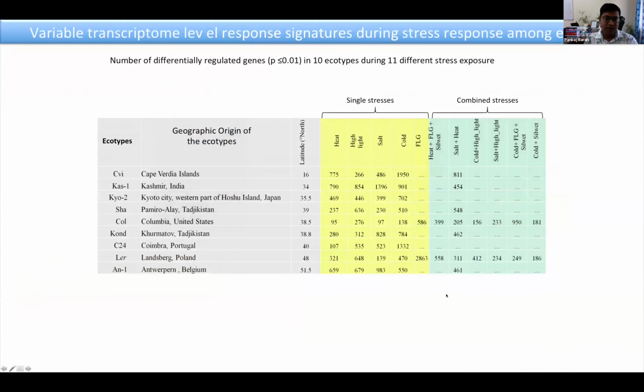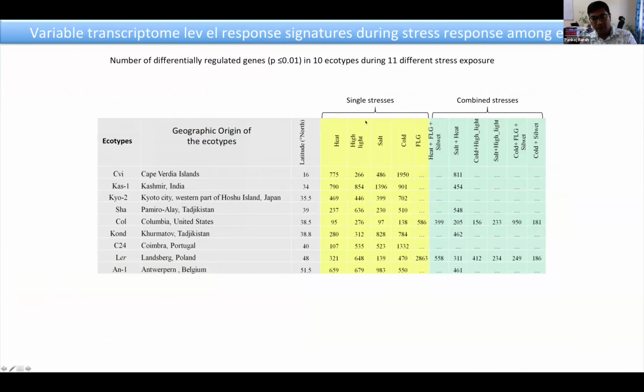Here I give you some examples. These are the ecotypes which were collected from different latitudes, from 51.5 degrees north to 16 degrees south. They are from Cape Verde Island, Kashmir in India, up to Belgium.